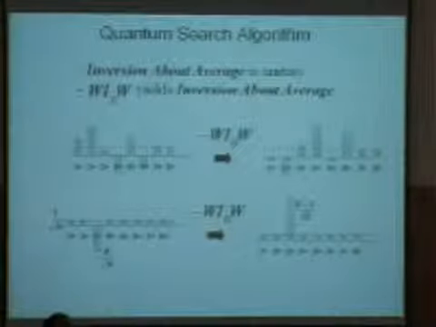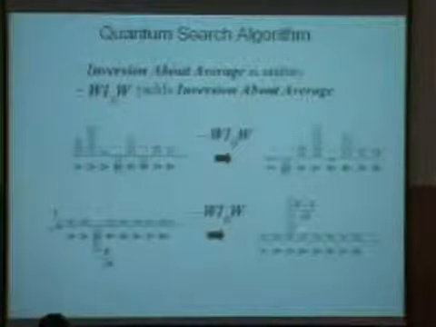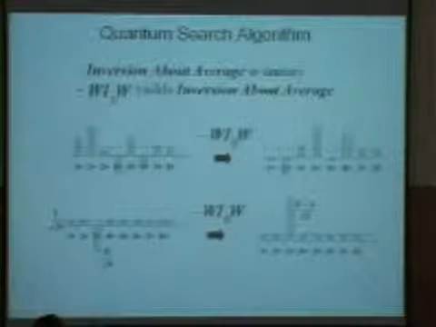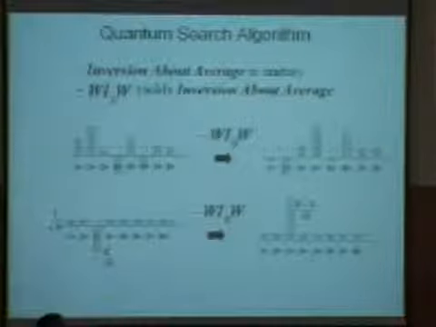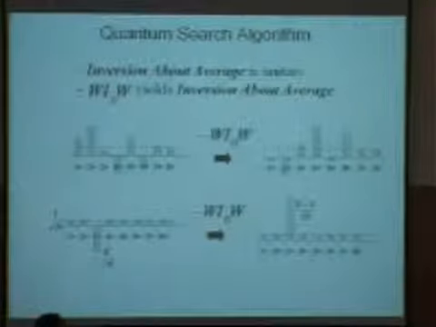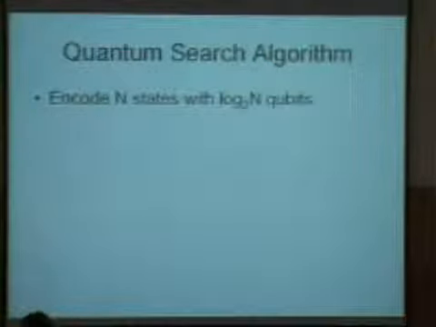So in square root of n iterations of this inversion about average and selective inversion, all the amplitude gets driven into this state, and then if you do a measurement, you get the right answer with high probability. So this is all the quantum search algorithm is. We encode the n states with log n qubits.